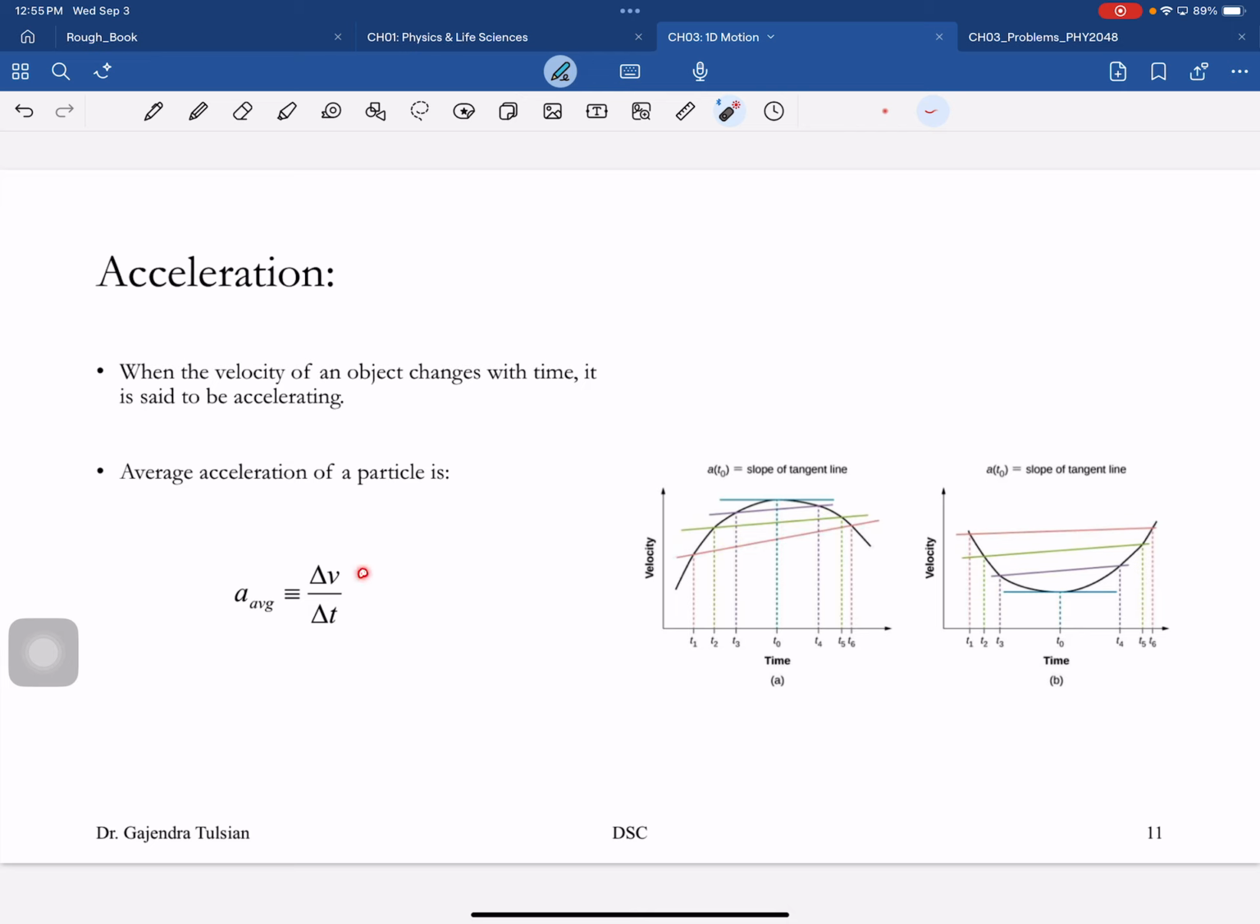Velocity is meters per second, and this is seconds, so the units would be meters per second squared. Again, we want to make sure acceleration is a vector, and this equation tells you so: change in velocity is a vector, divided by a scalar is a vector.